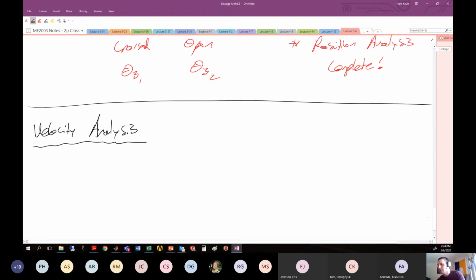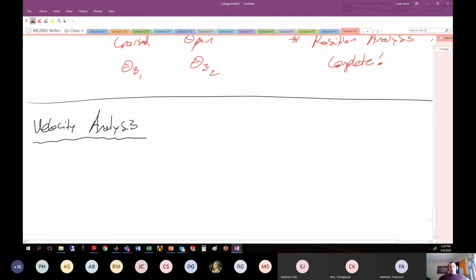Remember, we have all the link lengths. We have the angular velocity of the first link, which is omega 2. And now we have all these angles, theta 2, theta 3, and theta 4 for both the open and the cross configuration. With that, we just plug into our general velocity equations to get angular velocities and linear velocities. So I'll remind you what those equations look like.